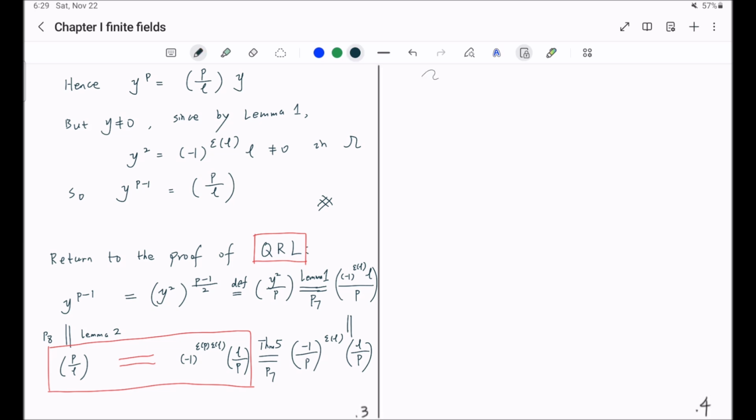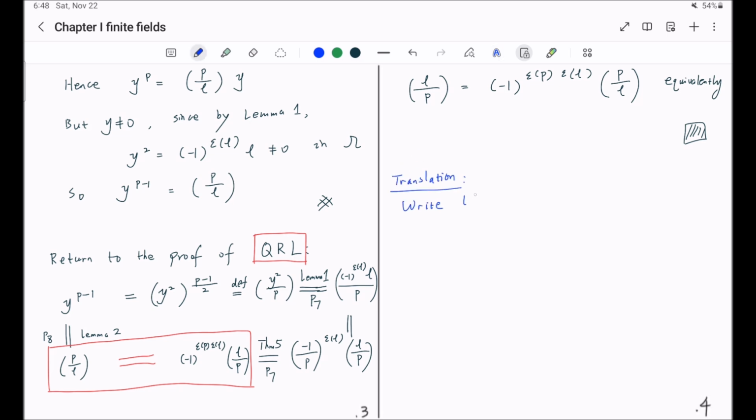And you can equivalently write this as L over P equal to -1 raised to the power epsilon of P times epsilon of L times the round symbol of P modulo L. And this finishes the proof. And now let us make a translation of the quadratic reciprocity law. We write L R p if L is a square modulo P. Remember, this happens exactly when L over P is equal to 1. And we can say this in another way. We say that L, in this case, is a quadratic residue modulo P.